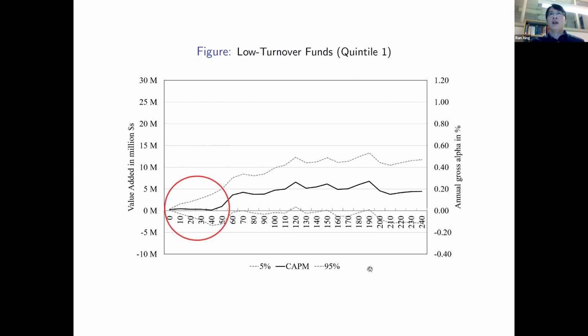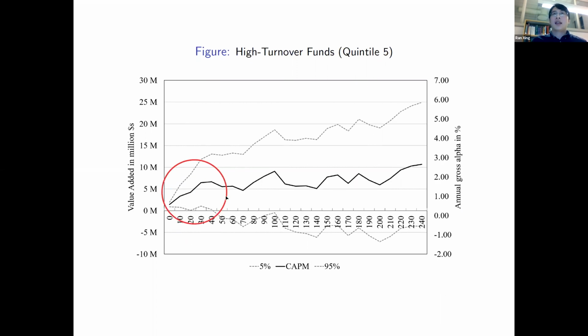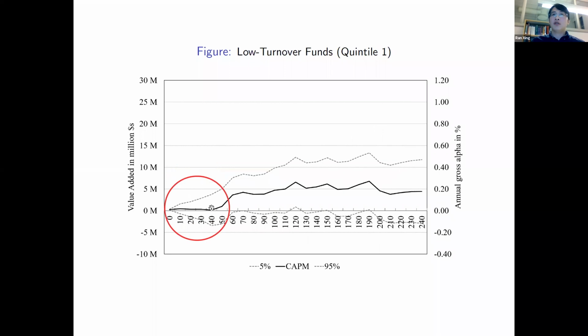And different from the high turnover funds, for low turnover funds, we find that their holdings shorter than 40 days almost do not add any value. For the low turnover funds, the value added from their holdings shorter than 40 business days is almost constant at 0. And it becomes slightly positive since 50 business days, but stays statistically insignificant most of the time within a year.